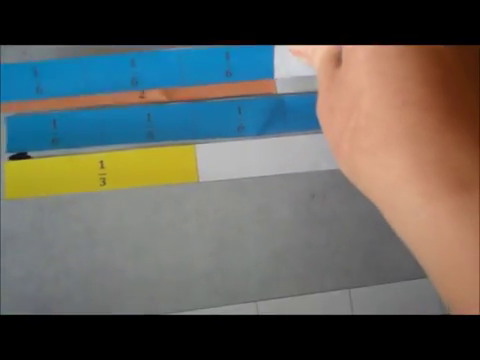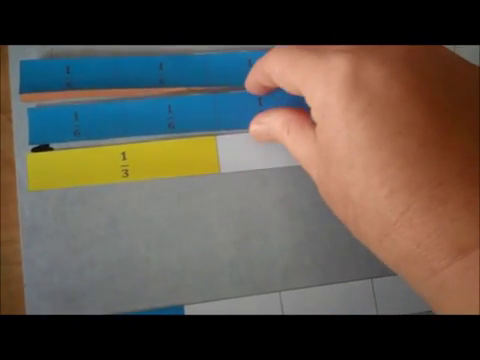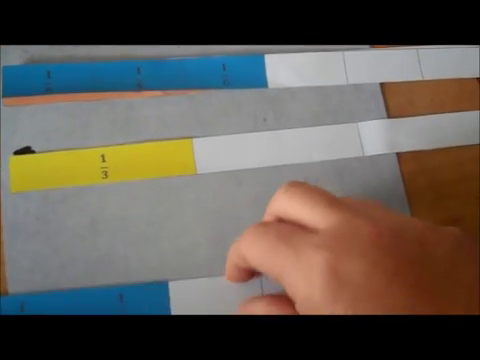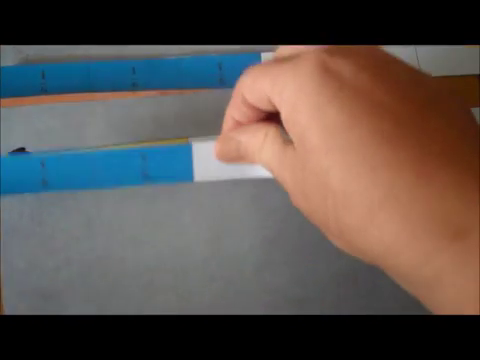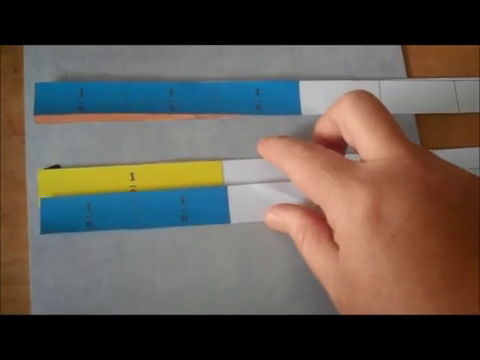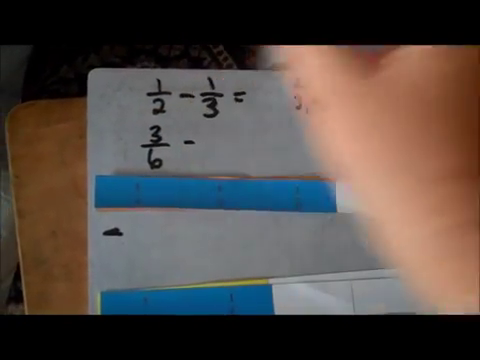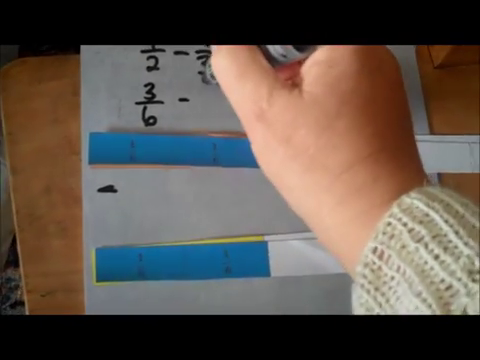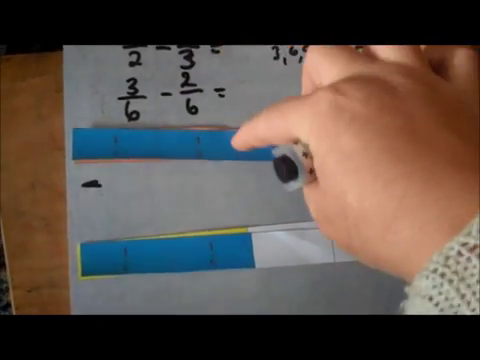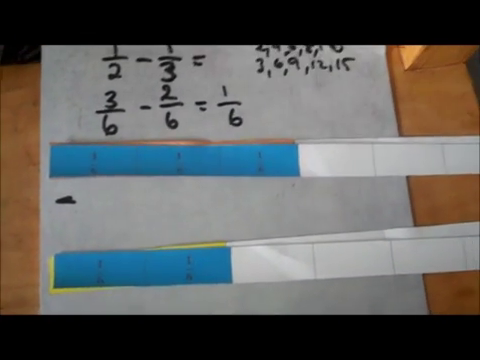So I could do that. Half is 3 sixths. And I'm going to take away 2 sixths, because 1/3 is the same as 2 sixths. So my problem actually becomes, let me just write this down here. A half is the same as 3 sixths. And I'm going to take away 2 sixths, or find the difference between these two. And that difference is 1 sixth.